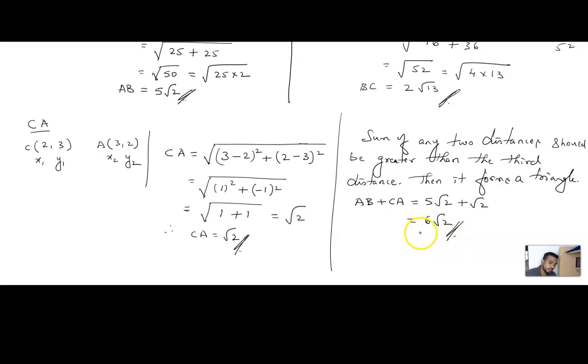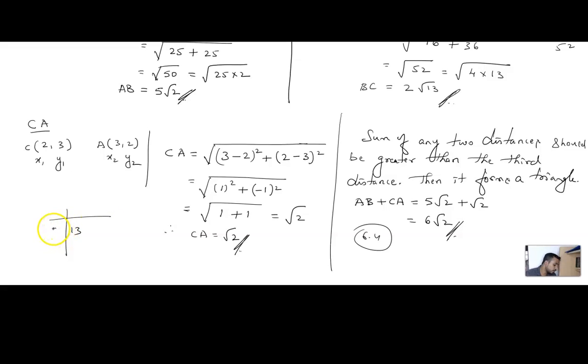That is 6 into 1.4. How much is 6 into 1.4, children? 6 into 1.4 is 8.4. Hmm, so what is the answer I am getting here? Approximately, I am getting 6.4 here. You calculate this 2 root 13. What is root 13? Square root.